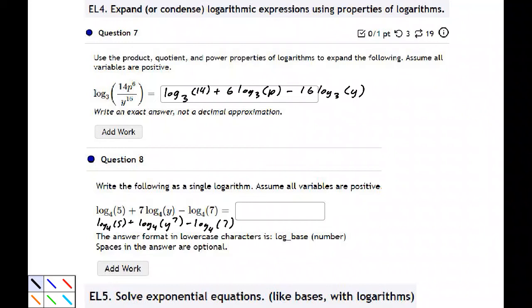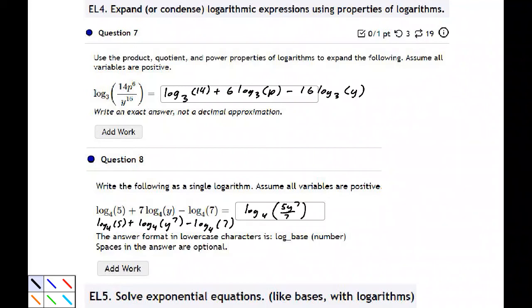The addition will become multiplication. So this will be log base 4, and in parentheses, I'm going to have 5y to the 7. But then I'm going to have division by 7. So the answer is log base 4 of 5y to the 7 over 7.